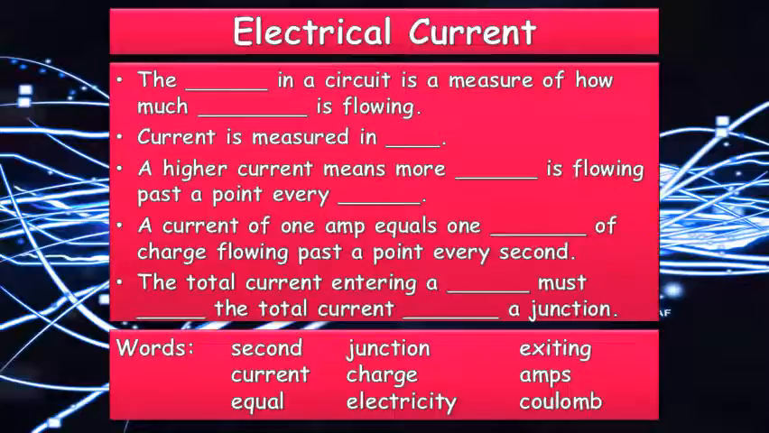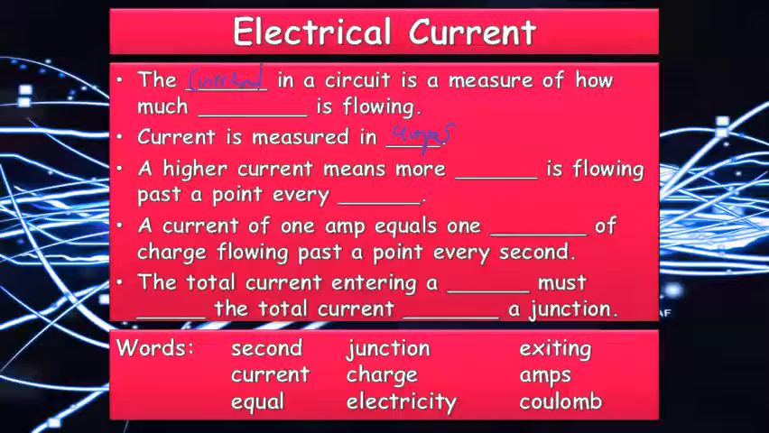Okay, so just to finish up, we're just going to fill the gaps, as it were. So I want you to pause the video now and fit the words into the gaps in these sentences, so we have some wonderful notes summarizing electrical current. Okay, so welcome back. Let's go through this together. So the current in a circuit is a measure of how much charge is flowing. Okay, current is measured in amps from the French physicist Ampere.